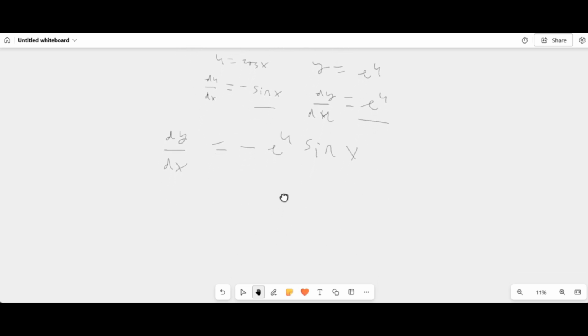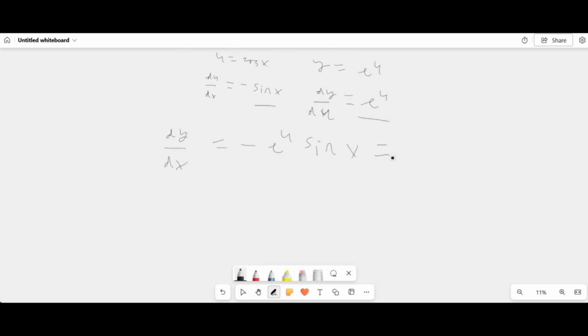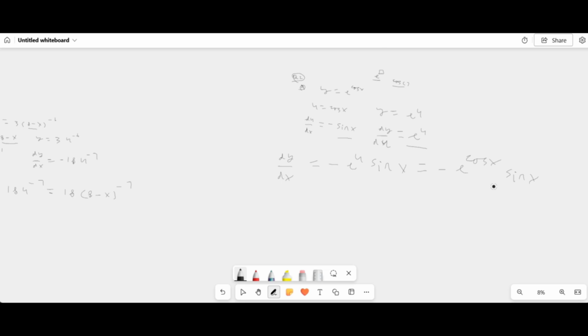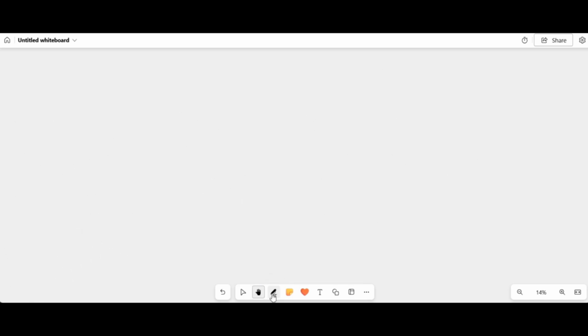Okay, no problem. And now we just substitute back in u. So u was obviously cos x, so it's just e to the power of cos x times minus sine x. Nice and easy, no problem. If we want question B, okay, let's see what B is saying.